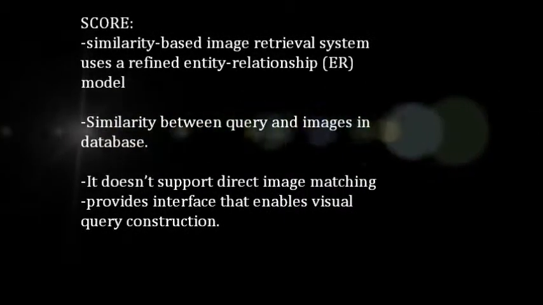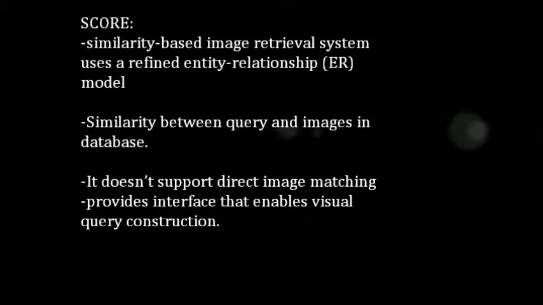Next is Score. Score is a similarity-based image retrieval system that uses a refined entity relationship model to represent the contents of images, which is the similarity between queries and images in the database. It doesn't support direct image matching but provides an interface that enables visual query construction.